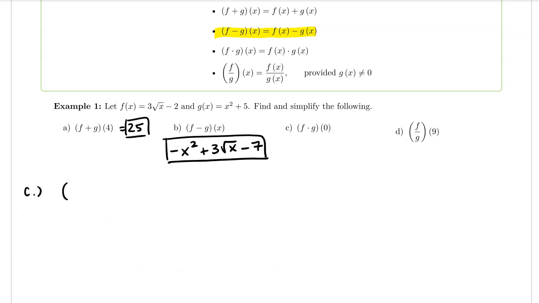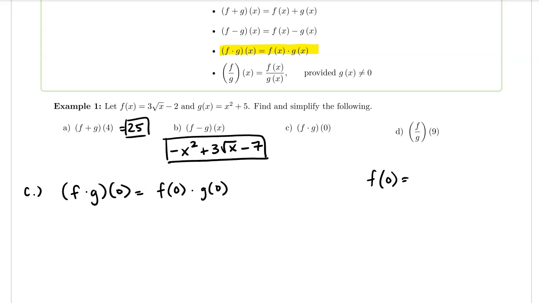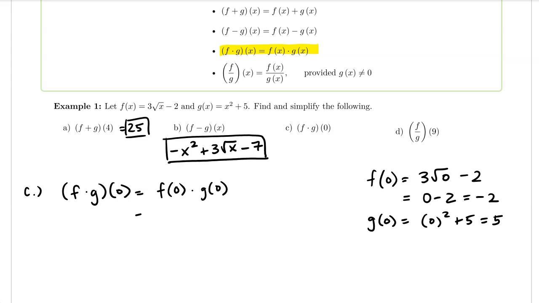In part C, we want to evaluate f times g of 0, which, if we look at the definition above, we can rewrite this as f of 0 times g of 0. And let's evaluate those off to the side here. So f of 0 is equal to 3 times the square root of 0 minus 2. The square root of 0 is 0, times 3 is still going to be 0, and so we get that this is equal to negative 2. And then g of 0 is equal to 0 squared plus 5, which is equal to 5. So this is going to equal negative 2 times 5, which gives us negative 10.